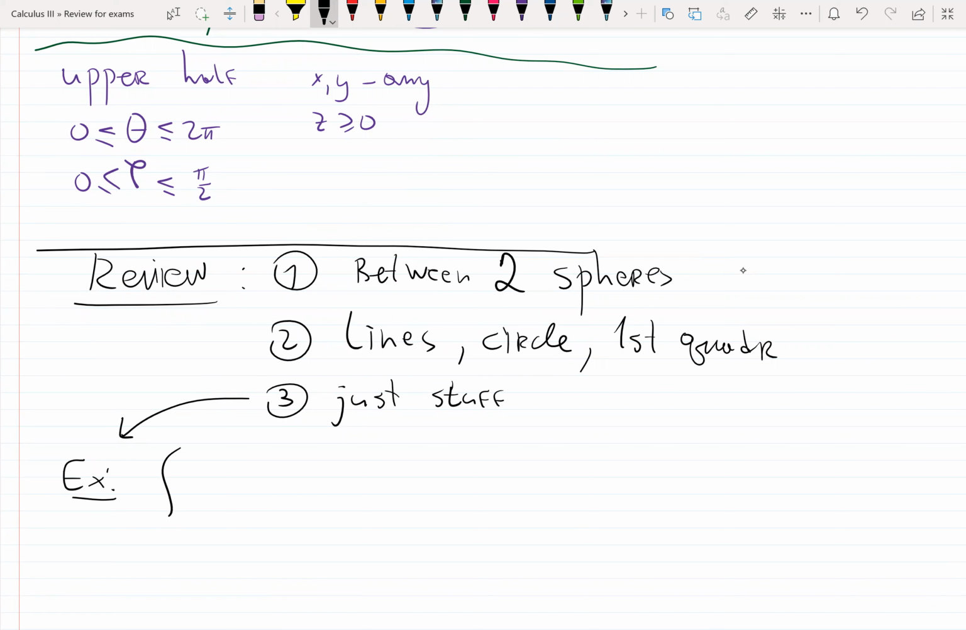Integral from -2 to 2. Integral from minus a square root. So when you see lots of square roots, that's when they expect you to figure out polar coordinates. Integral from 0 to square root of 4 minus x squared, minus, what is that?